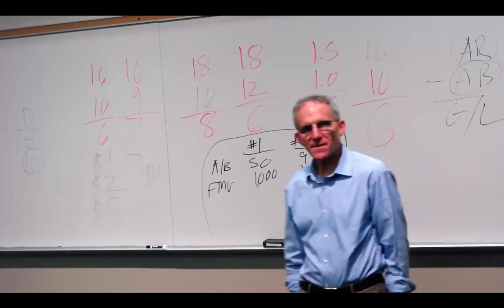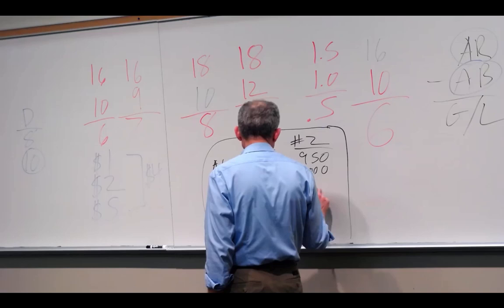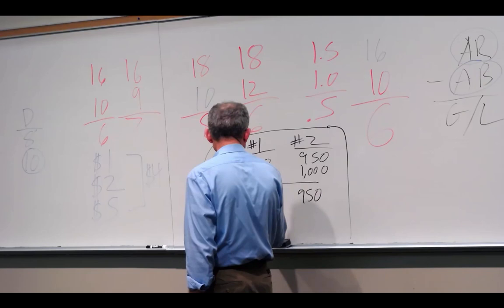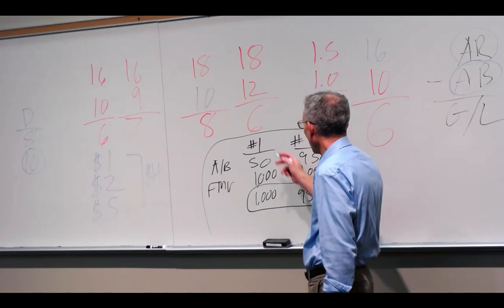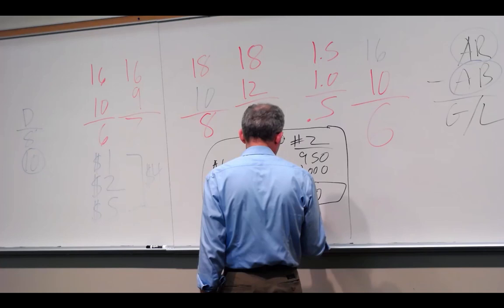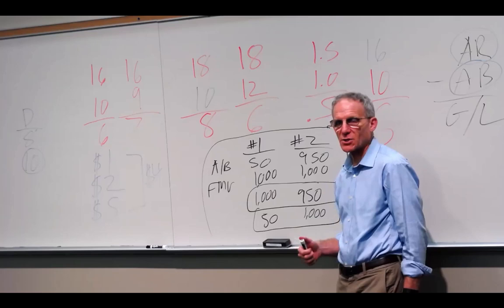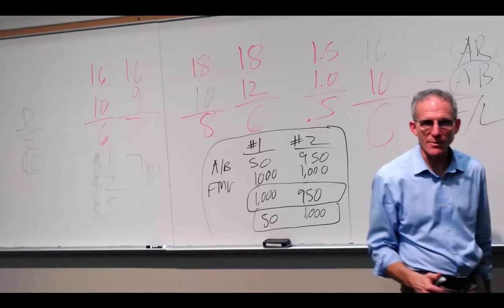Why? Because if you give block two to the daughter, she'll get a carryover basis at 950. And then when grandma dies, she gets a basis increase. So the total basis will be $1,950,000. By way of contrast, if you gift block one, they take over the $50 basis, and when they die, they get $1,000. The total basis here would be $1,050. So it would be a costly mistake to tell them to gift over block one. Block two is the right gift. Retain block one. Everyone got that?